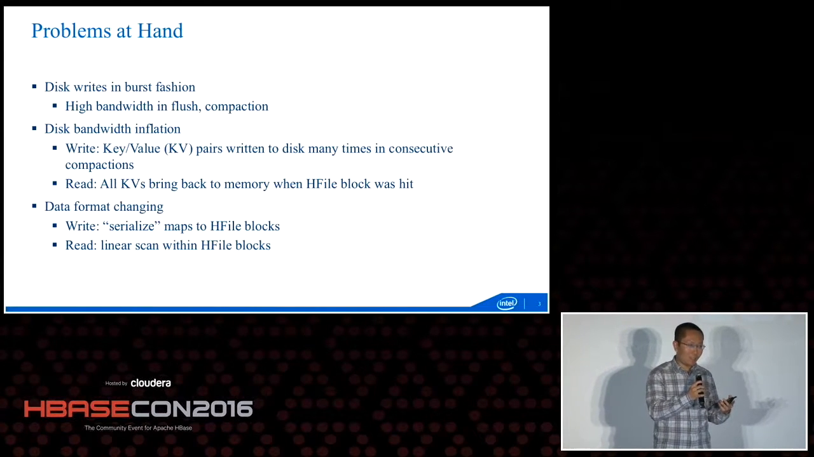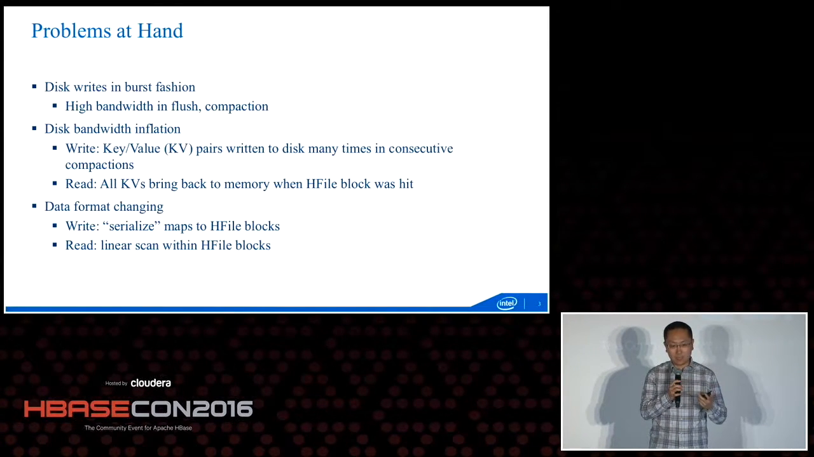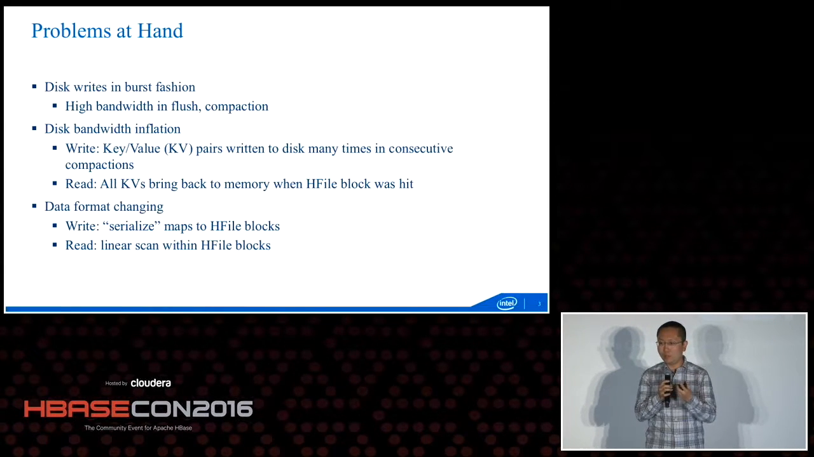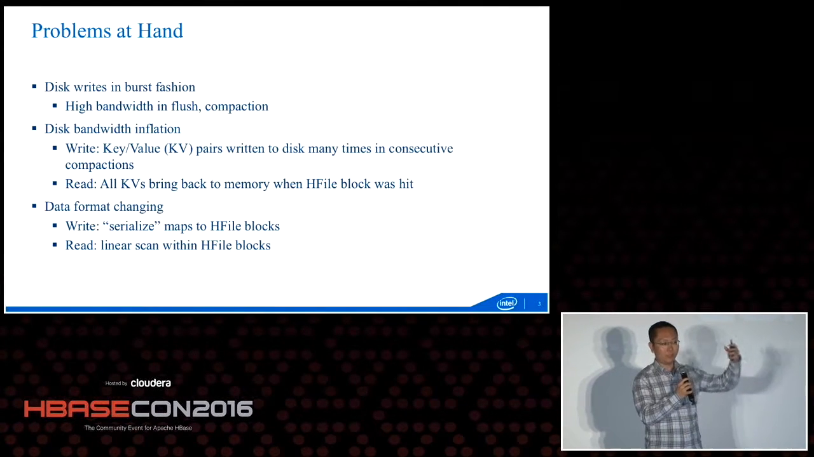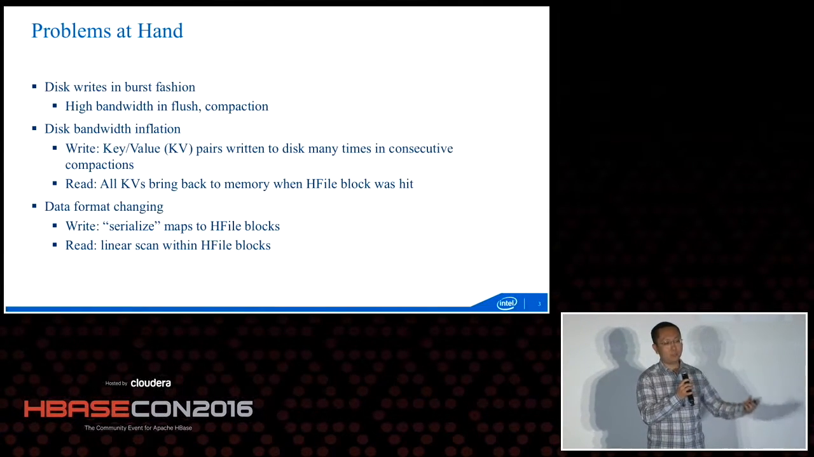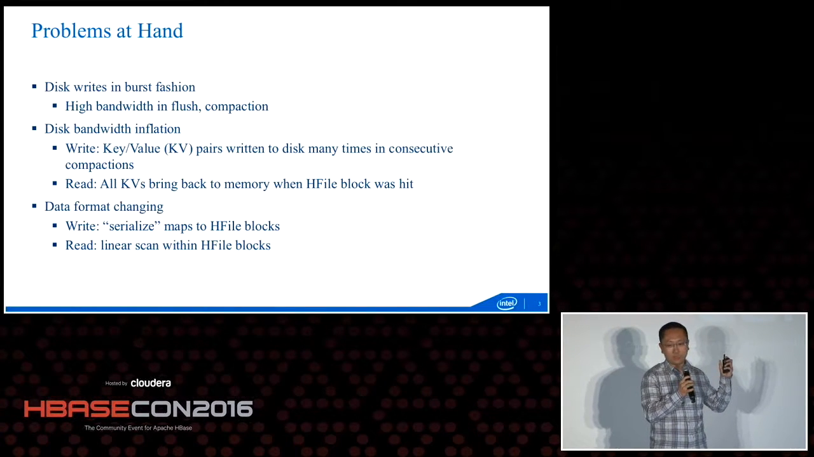And plus, since HBase doesn't cache key value pairs specifically, we're caching HFile blocks. So even though some key value pairs weren't really a hit, some other key value pairs in that same block got a hit, and those key value pairs just get a free write into memory.